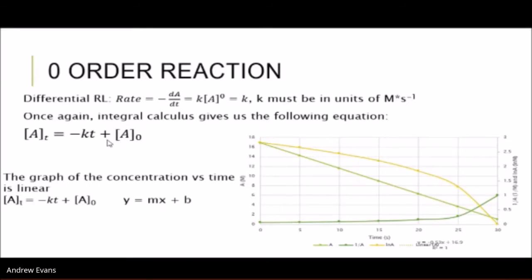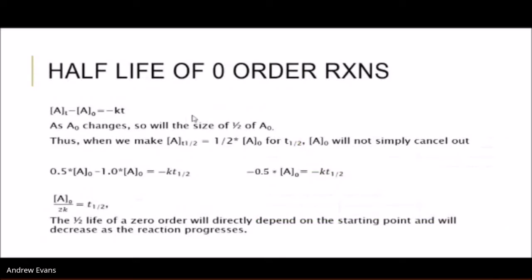Now, the half-life for the zero order is a little weird. So the half-life, doing it the same way, a sub 0 changes. When a sub 0 changes, the size of 1/2 a sub 0 will also change. A sub 0 doesn't cancel out. So when you have 1/2 a sub 0 minus a sub 0, what do you get? You get negative 1/2 a sub 0.